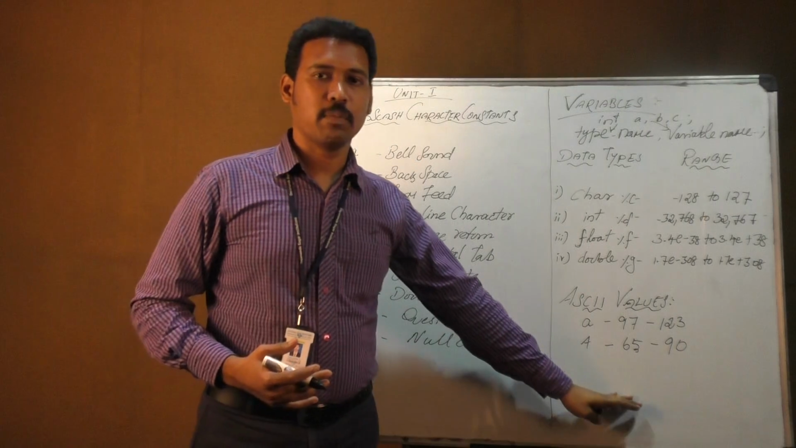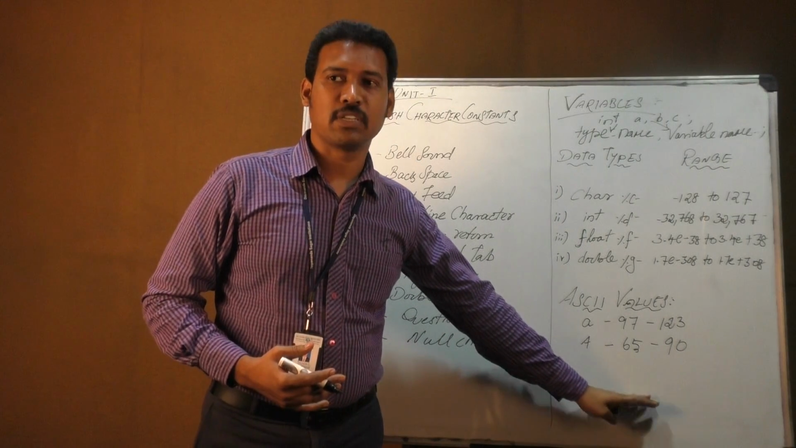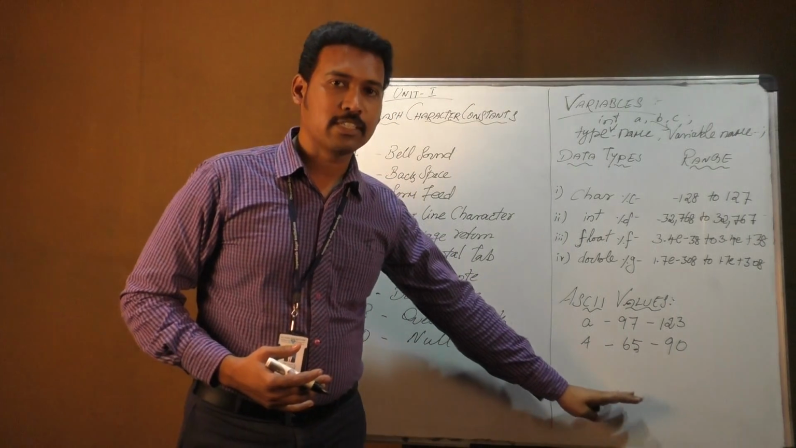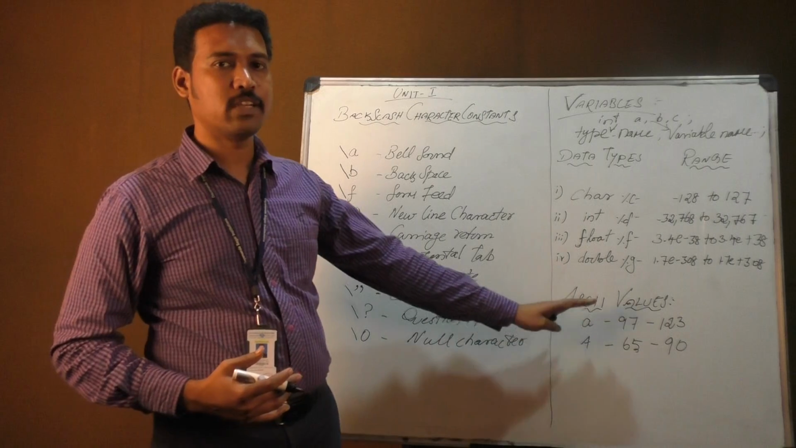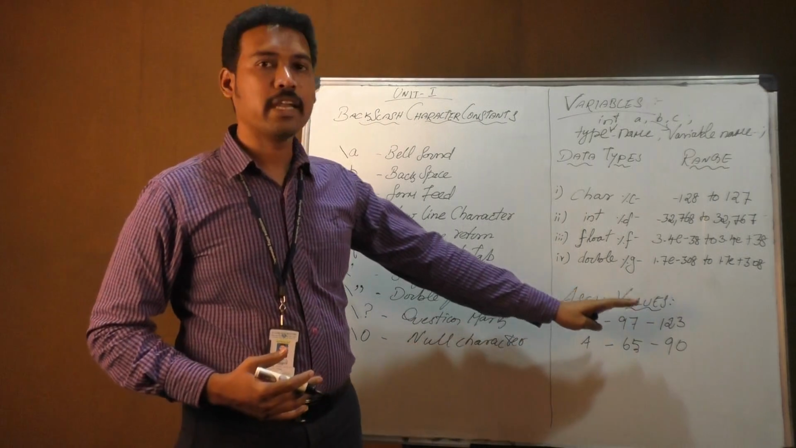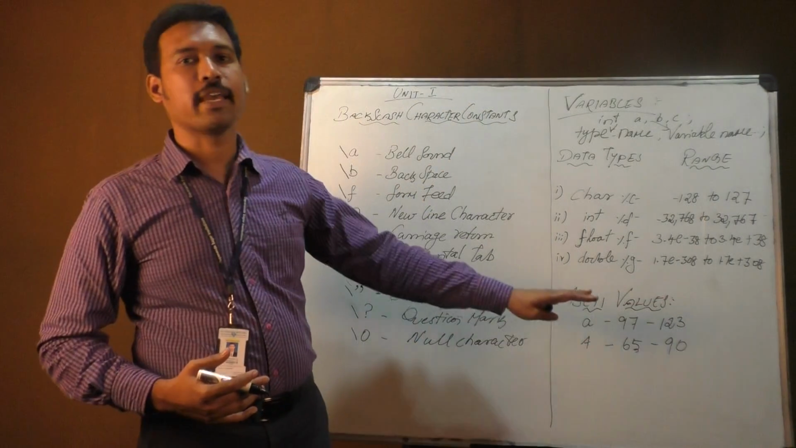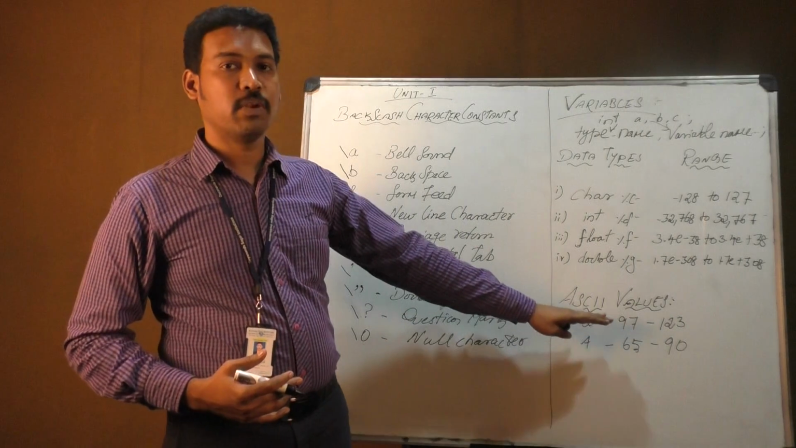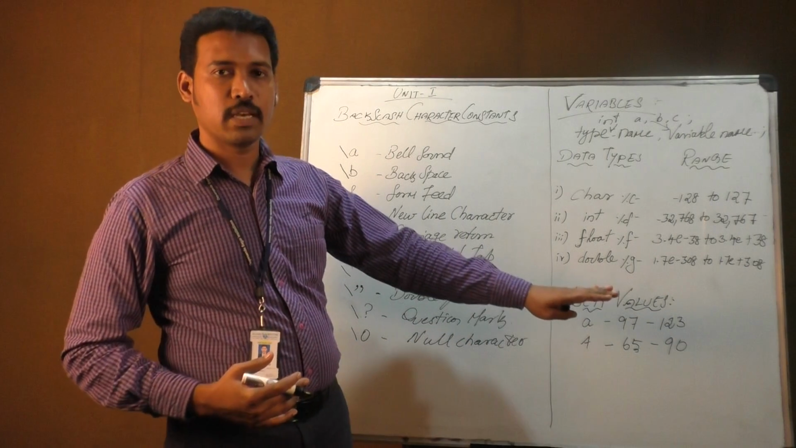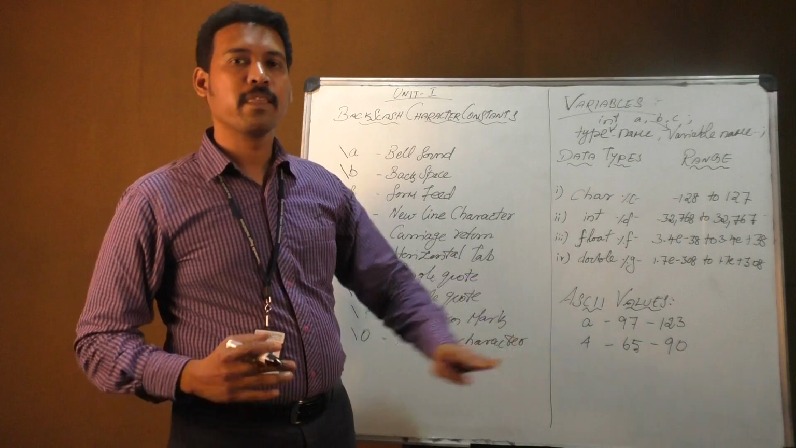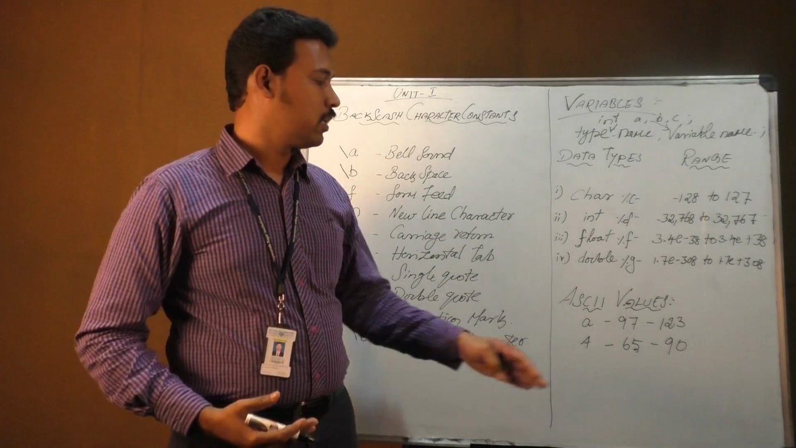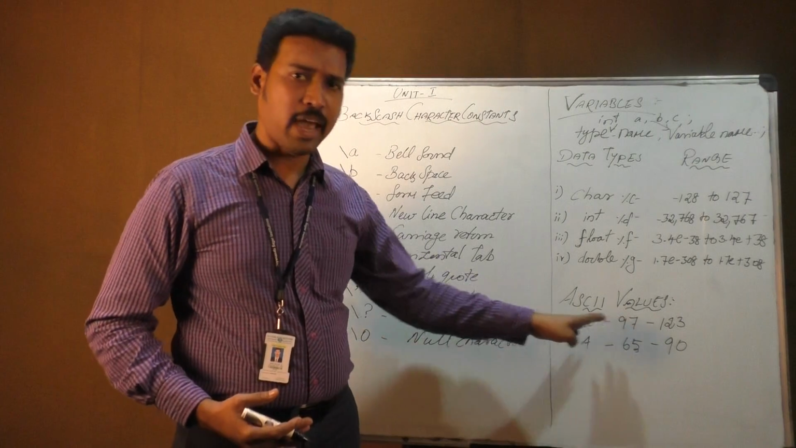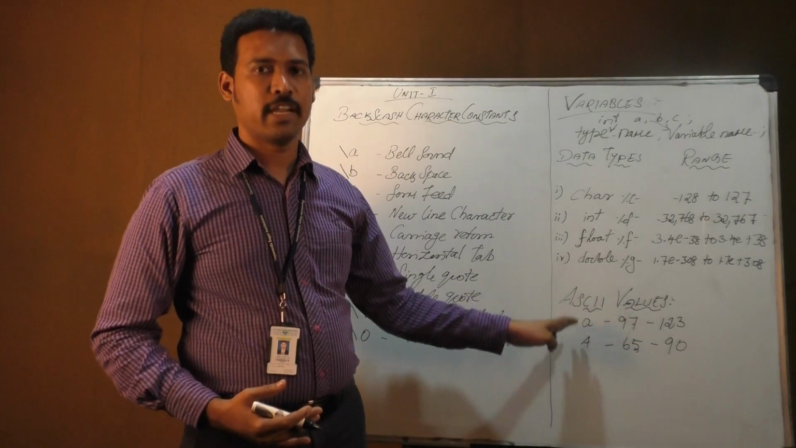Coming to another part of the basic C program structure, that is ASCII values. What is ASCII? American Standard Code for Information Interchange. Using ASCII, the system converts all the values and variables we are using to machine language, that is numeric, binary format.